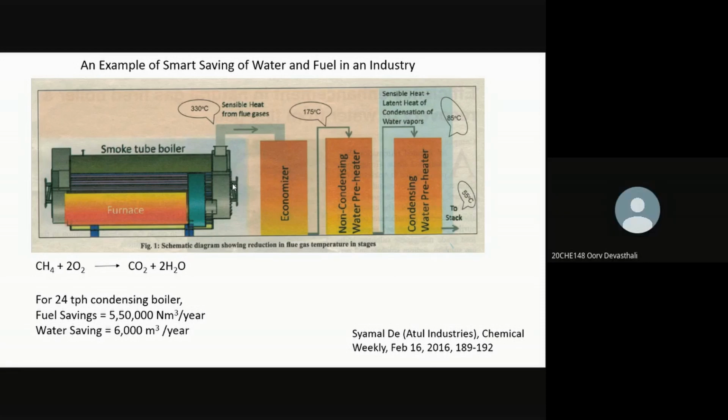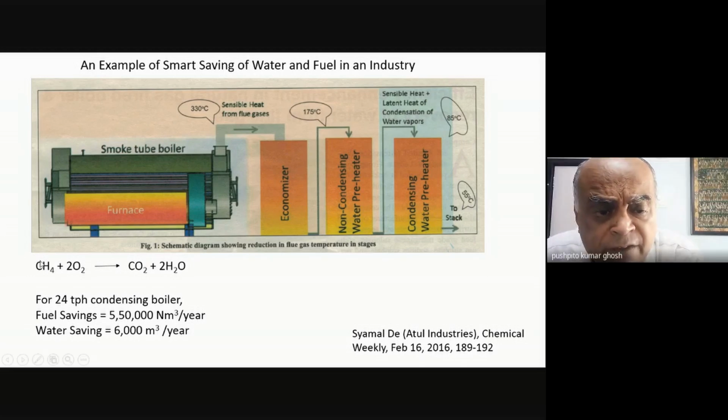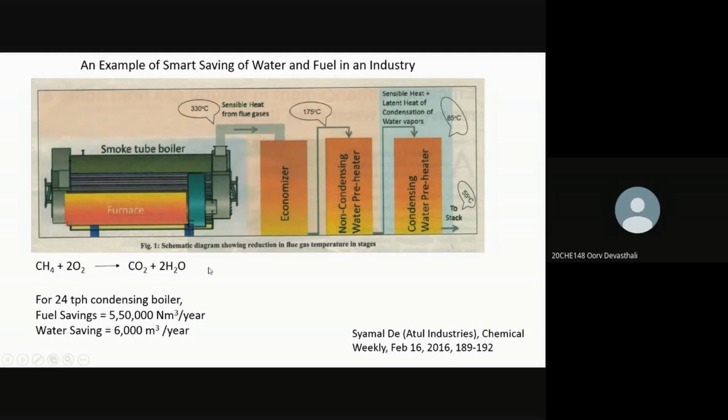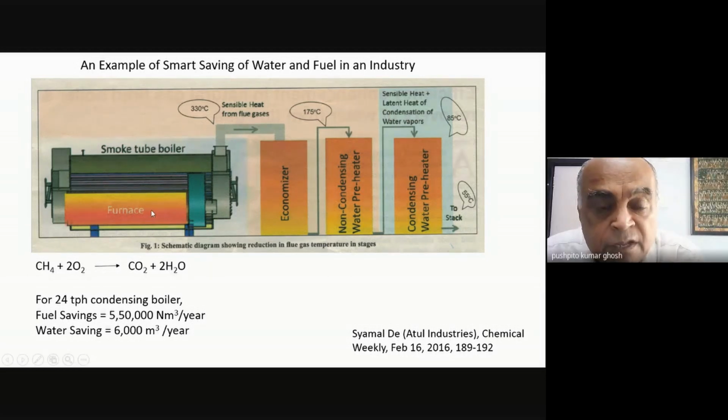But this is just a side reaction in the entire industry, right? No, it's not a side reaction. This is the reaction of the furnace. This is where I'm putting in natural gas. And this is an exothermic reaction, right? Yes, sir. So this is what is generating the heat, which is heating up the water for the boiler. Okay. Is that clear? Yes, sir.